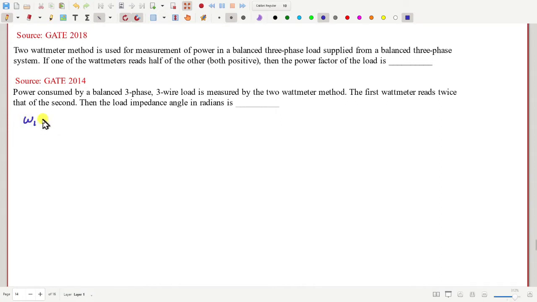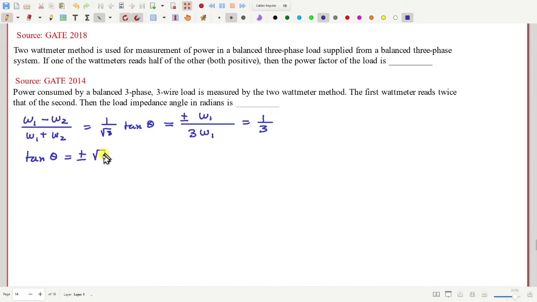Once again, we know W1 minus W2 by W1 plus W2 is 1 by root 3 tan theta. Now, we don't know which one is W1 and which one is W2, but it may be like this: W2 is equal to 2W1, so the denominator will become 3W1 and the numerator will become plus or minus W1. So this is 1/3. And if so, then tan theta is plus minus root 3. So theta is 60 degree plus or minus, and that means cos theta is half. Cos 60 degree, am I correct?